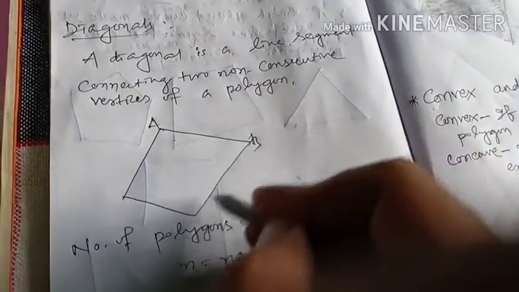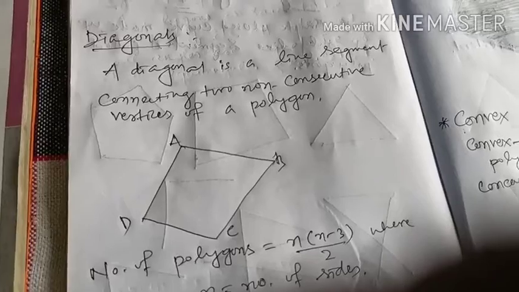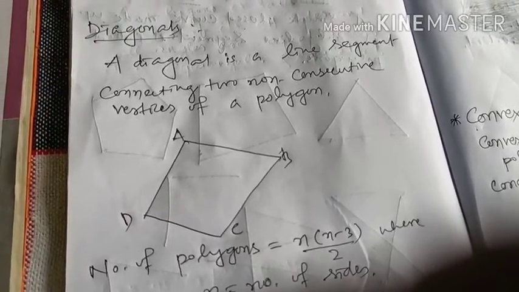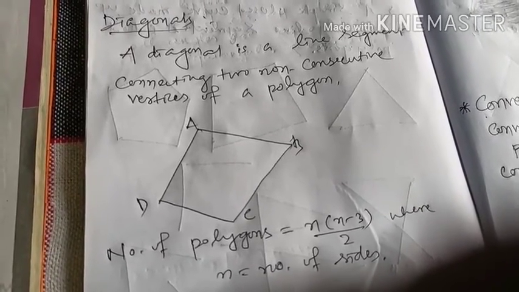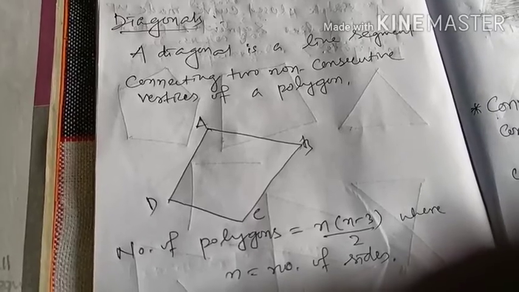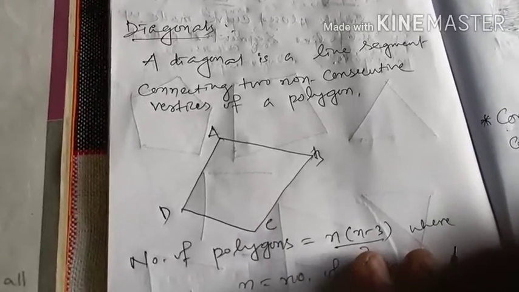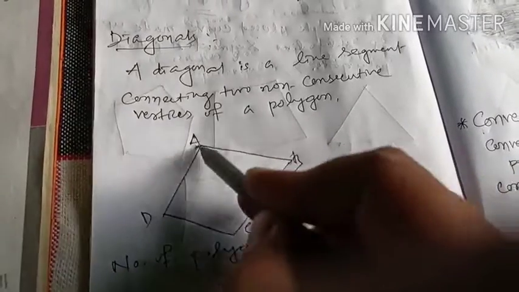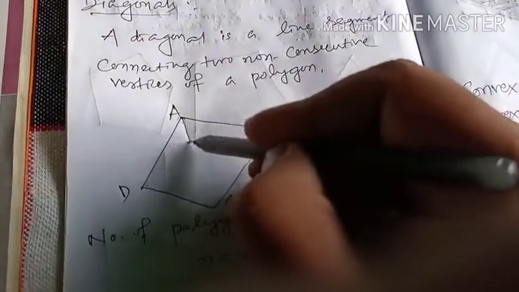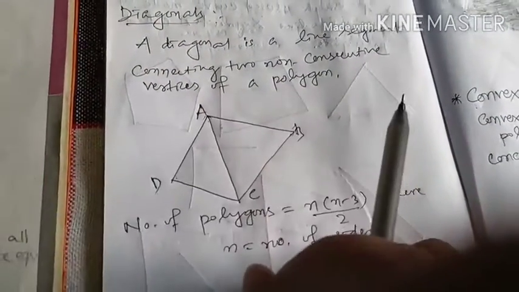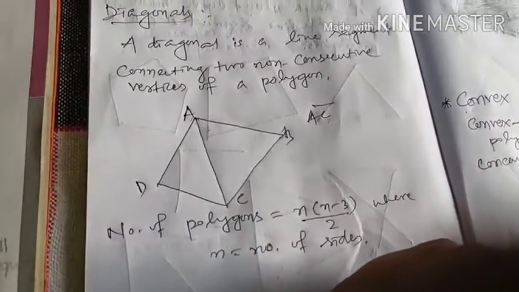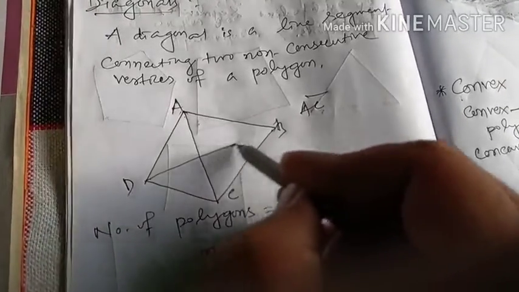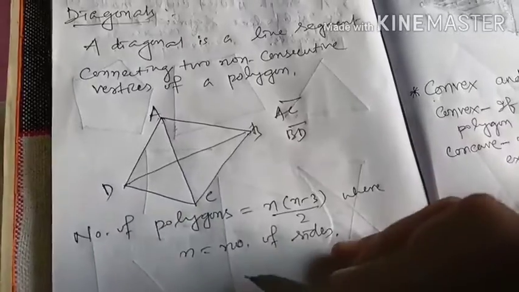Here there are 4 vertices, namely A, B, C, D. Then what are non-consecutive vertices? Another question is raised. Non-consecutive vertices means the vertices which are not adjacent. Adjacent means those that are not next to each other. Suppose A and B are consecutive, A and D are consecutive. Then A and C are non-consecutive. If we join A to C, we get a diagonal, named AC. Another diagonal can be drawn if we join B and D, giving diagonal BD.